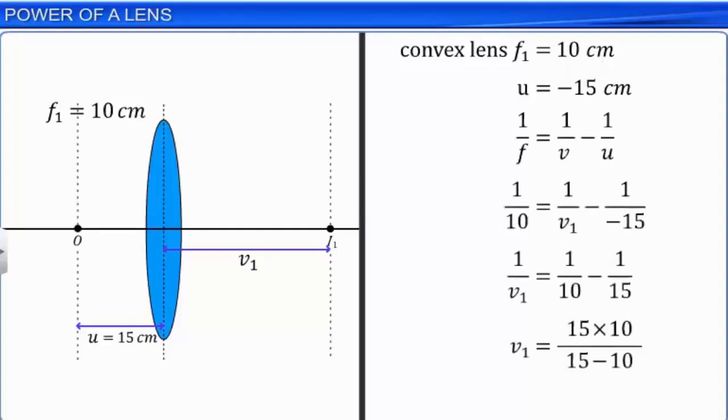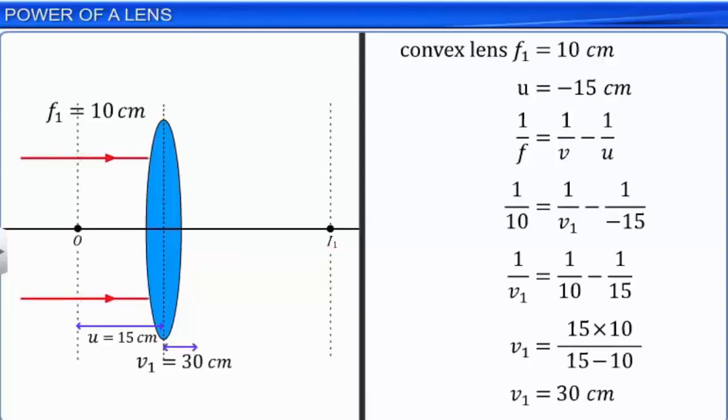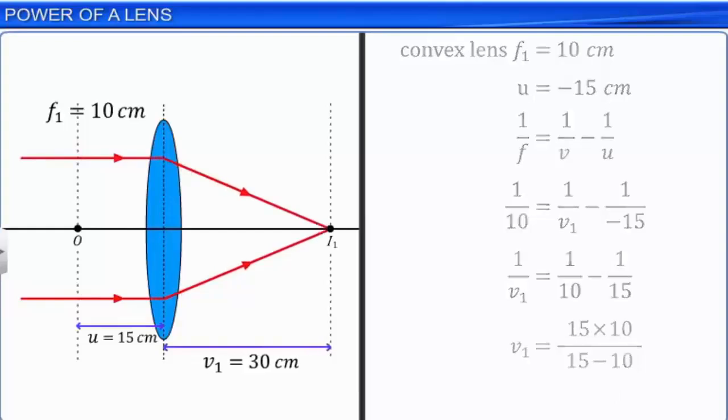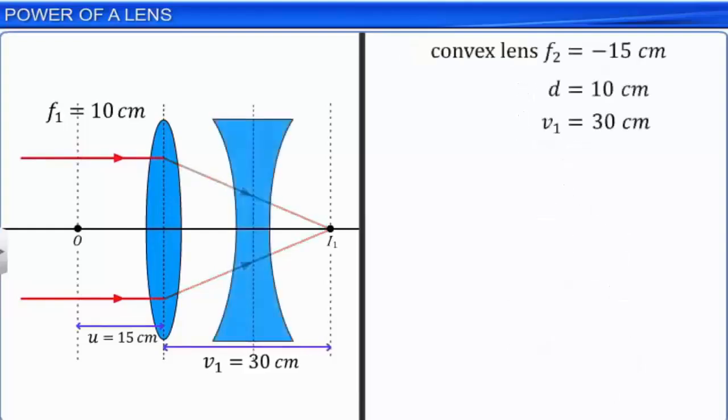Now introduce the concave lens between the convex lens and the image I1 at a distance of 10 centimeter from the convex lens. The image I1 formed by the first lens serves as the object for the second. This distance U1 is 20 centimeter to the right of the concave lens. Since it is to the right of the lens, its value is positive.